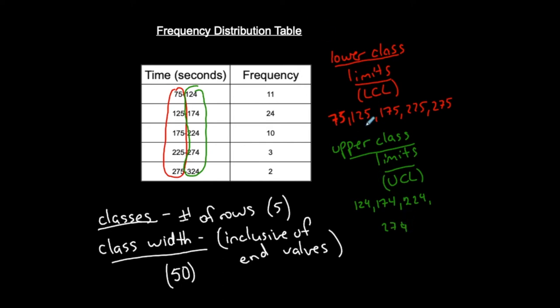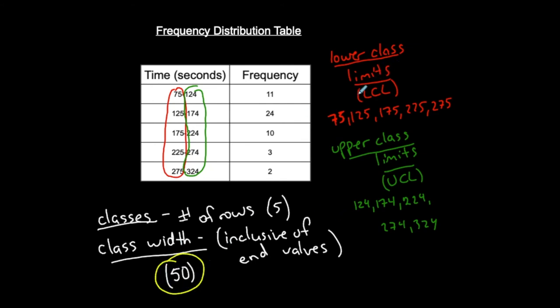Now I want you to notice something, and I want you to think about this. If you were to take the difference, meaning subtraction, of each of these values, 125 minus 75, 175 minus 125, the difference between each of these values happens to be 50. Is that true for the upper class limits? 124, I'm adding 50 to each of them to get to the next one. Is that a coincidence? It is absolutely not a coincidence. Why? The class width is 50. So the difference between each of these class limits should also be 50. So that is a way to check and verify that certain things you do in a frequency table are correct. The class width should be the same as the difference between each of these class limits. Okay?